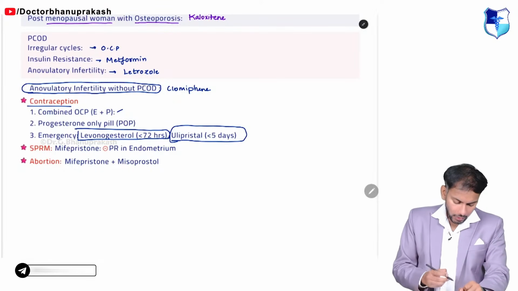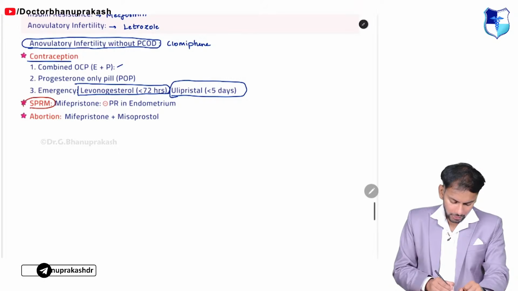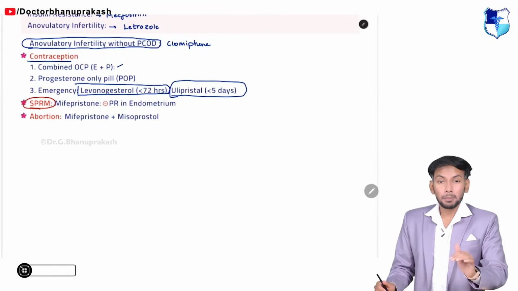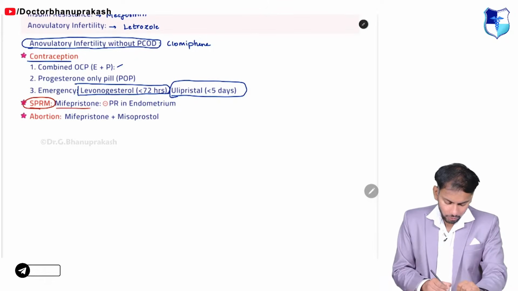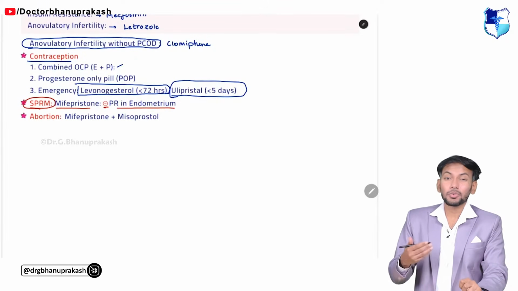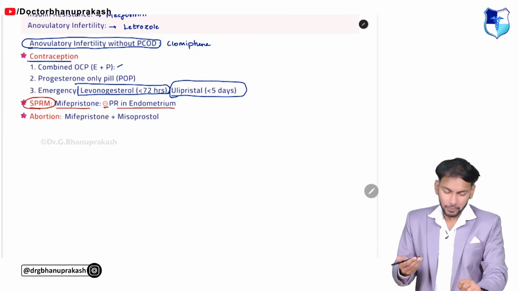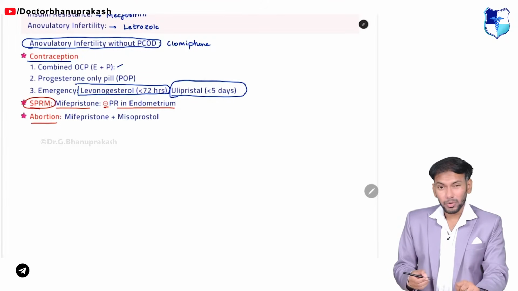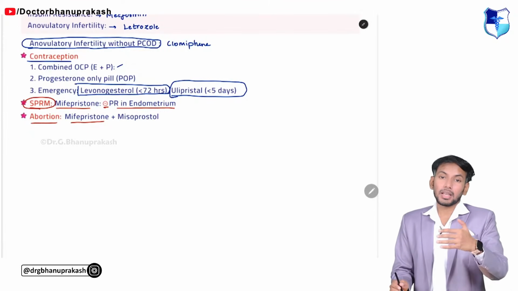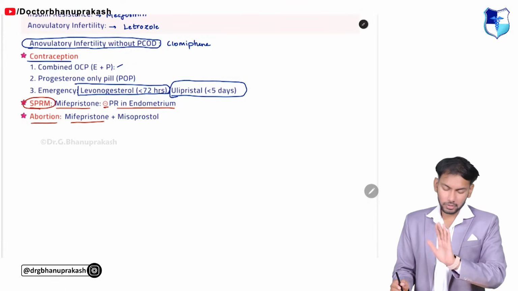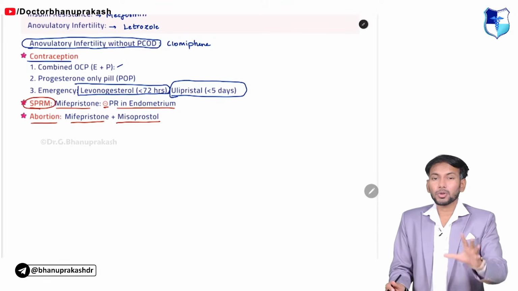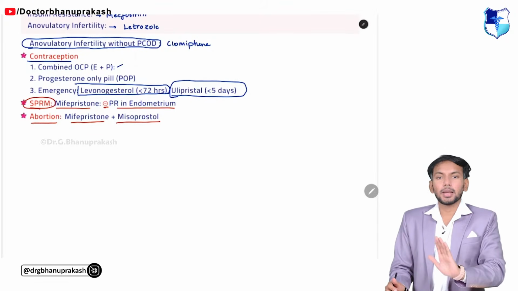Now in progesterone, I just want you to remember one drug, SPRM, selective progesterone receptor modulator, that is mifepristone. Mifepristone will block the progesterone receptors in the endometrium. That is why it is the first line drug in abortion. It will cause detachment of the embryo from the uterus. Then you give misoprostol. It will cause contraction of the uterus and the embryo will come outside.